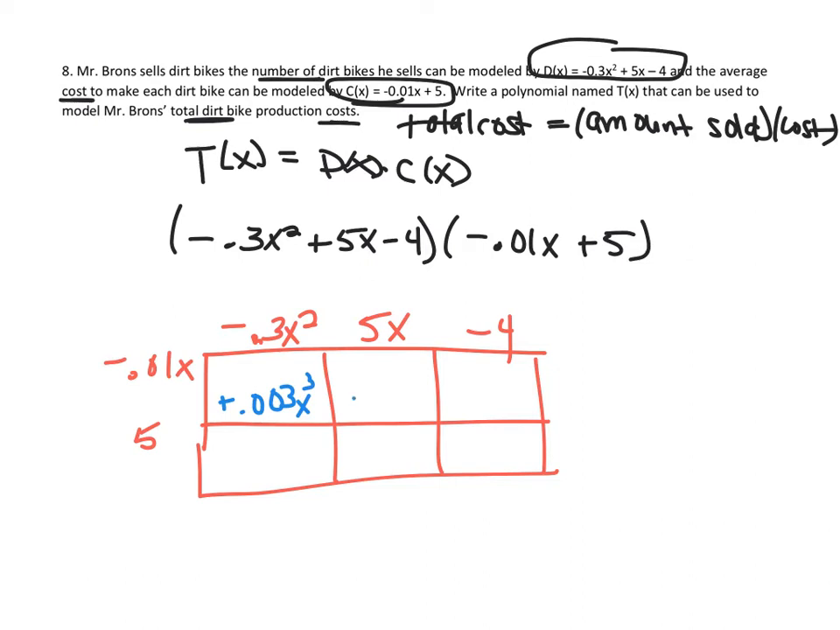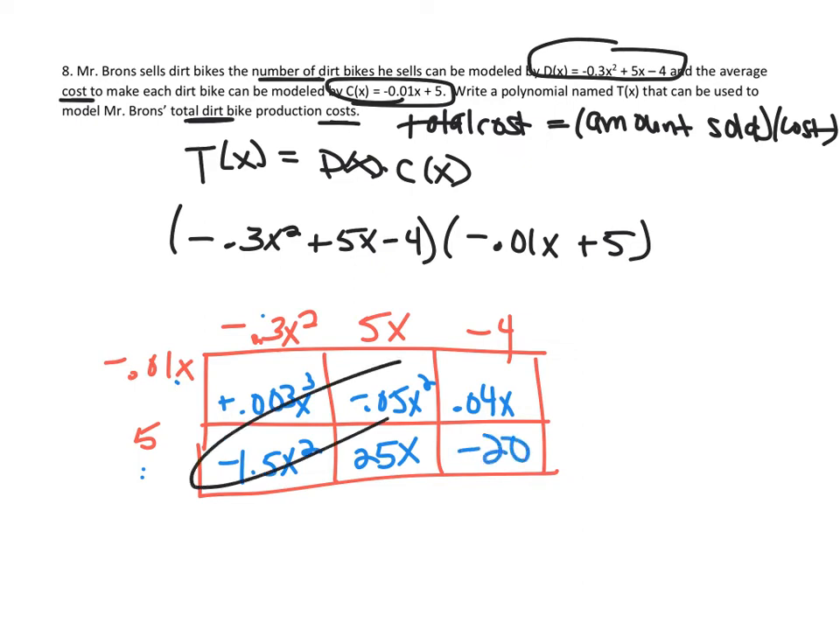Okay, so the next thing I'm going to multiply are negative 0.01 and a positive 5. That'll get me a negative 0.05x squared. Then I'm going to multiply negative 0.01 times negative 4. That'll give me a positive 0.04x. Because of the x, I can't forget about him. Then I'm multiplying negative 0.3 by 5, and then I'll get me a negative 1.5x squared. Then I'm going to multiply 5 times 5, which is 25x, and then 5 times negative 4, which is negative 20.